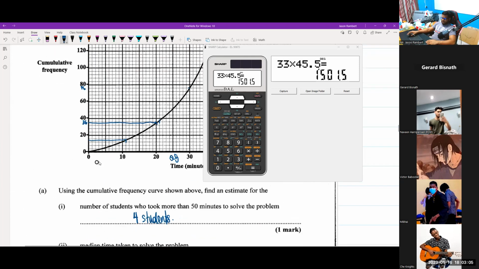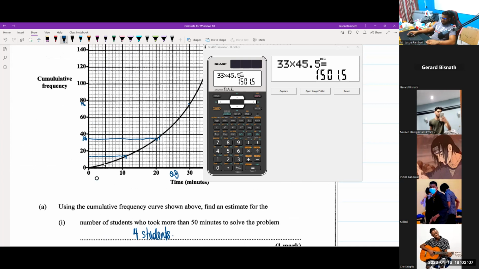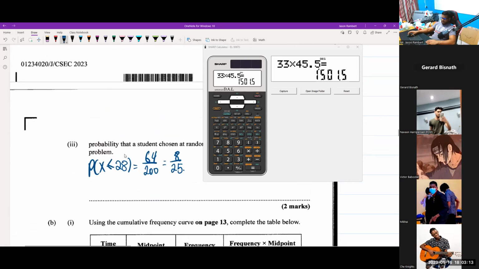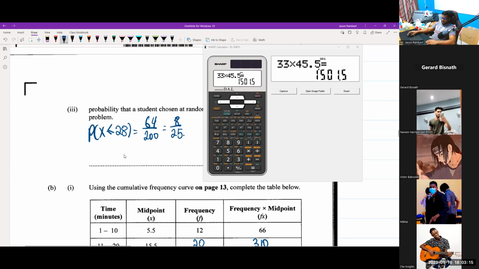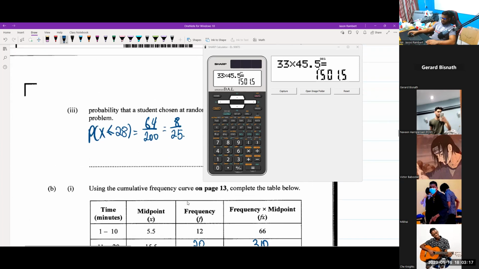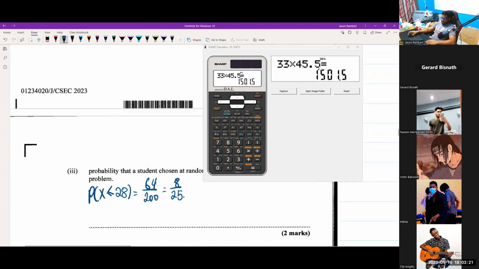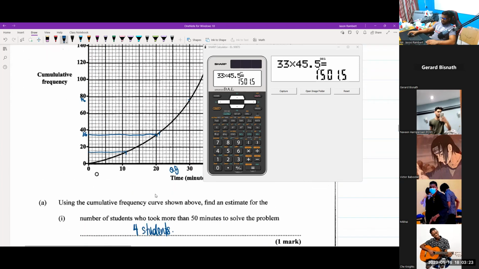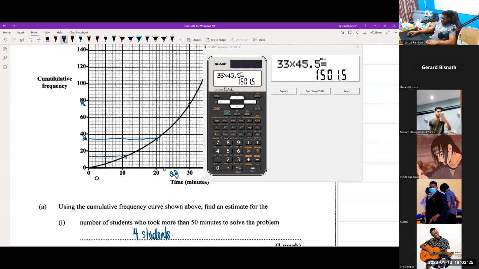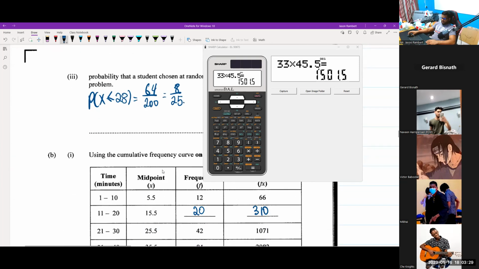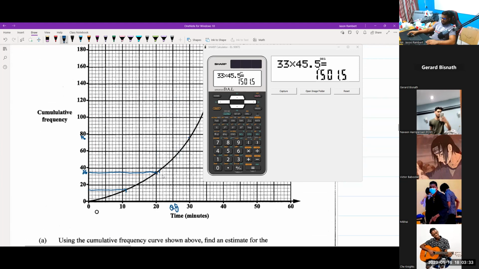One to 10 is this minus this. Then this minus this. Cumulative frequency here is going to be 22. So 22. And the upper class boundary there is going to be 20.5.